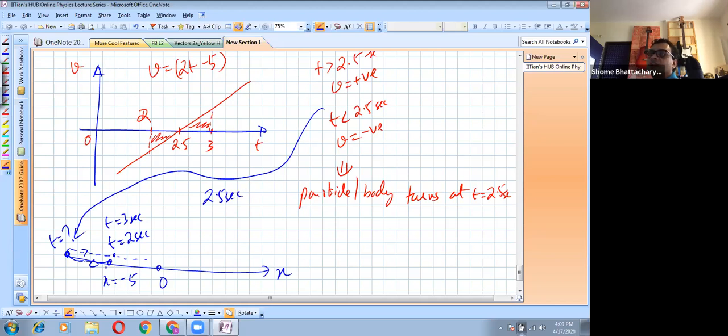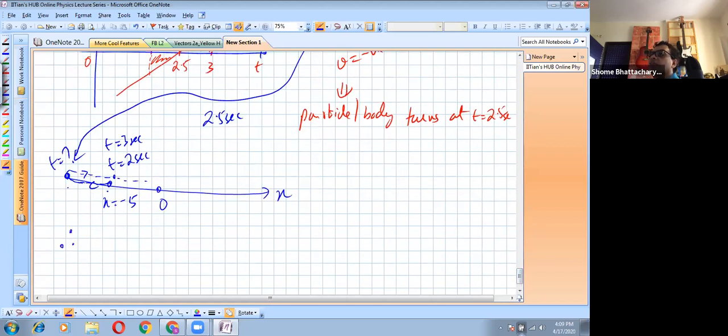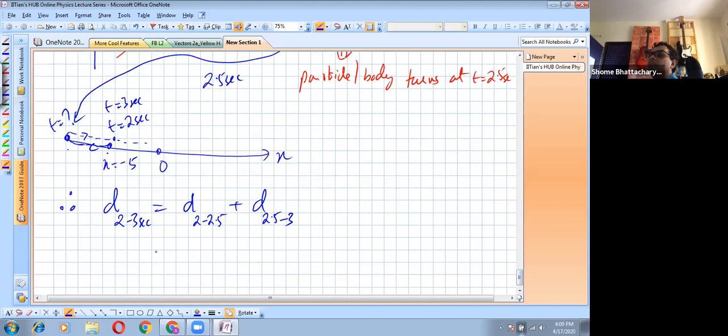So now all we have to do is calculate the negative displacement from here to here, that is from 2 to 2.5, and then calculate the positive displacement from 2.5 to 3, which is this one. Okay? So once we know that the turning is happening at 2.5 seconds, we can write the distance traveled from 2 to 3 seconds as the distance traveled from 2 to 2.5 plus the distance traveled from 2.5 to 3. We are breaking this up because we have to calculate this as separate modulus of displacement: modulus of displacement from 2 to 2.5 plus modulus of displacement from 2.5 to 3.